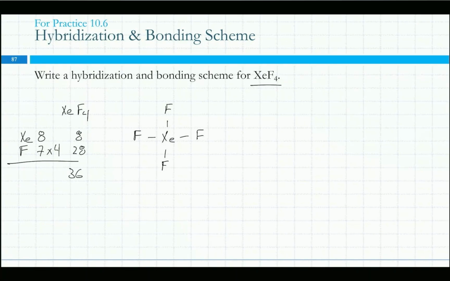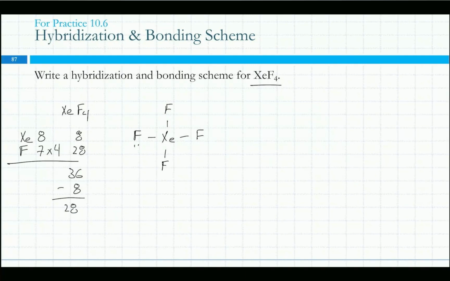But if I have 4 fluorines, then I need to include all of the electrons for those fluorines. So that's 7 times 4. So this is going to be 28, plus 8, for a total of 36. And then when we subtract out bonding electrons, we're subtracting out from our total valence electrons the number of bonds that we did times 2, so that's 8 electrons. And now I get to place the remaining 28 electrons.